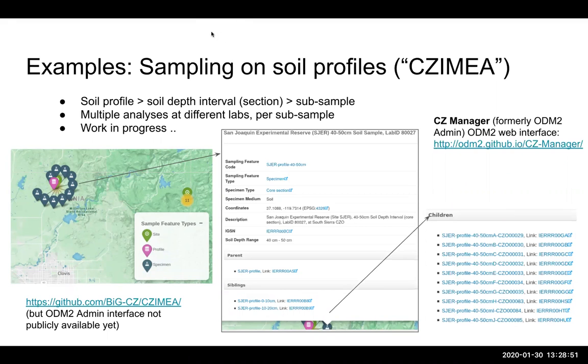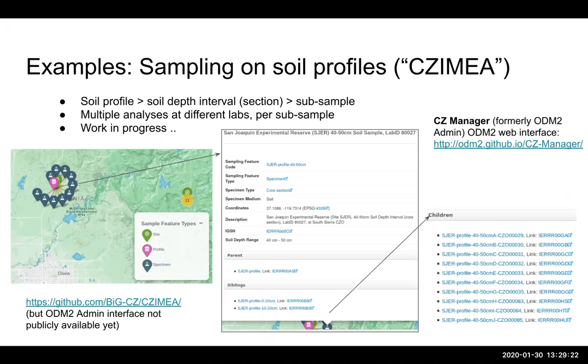This is all a work in progress. There's a link here if you happen to be curious about this at the bottom left, although this is all a work in progress, and these screenshots, or that system, are not publicly available yet. These links that you see on the left are that hierarchy of samples. You start at a site. That site has one profile, that's the purple icon, and that profile, in other words, that one depth profile, has multiple specimens or sample feature types. Here, the specimen is the sections.